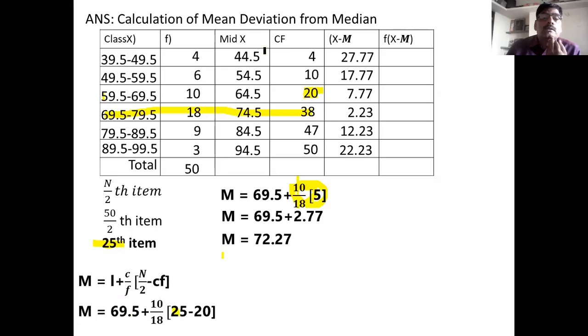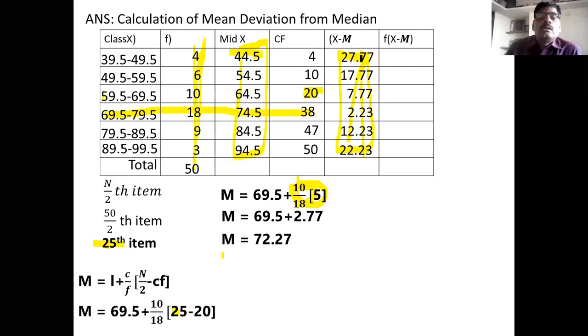How to calculate the difference? This is the x value. In this column you deduct the median 72.27 and calculate this column. Okay. After calculating this, the next column is f into x minus m. This is the x minus m column. Multiply this column and the f column. The f column is here.